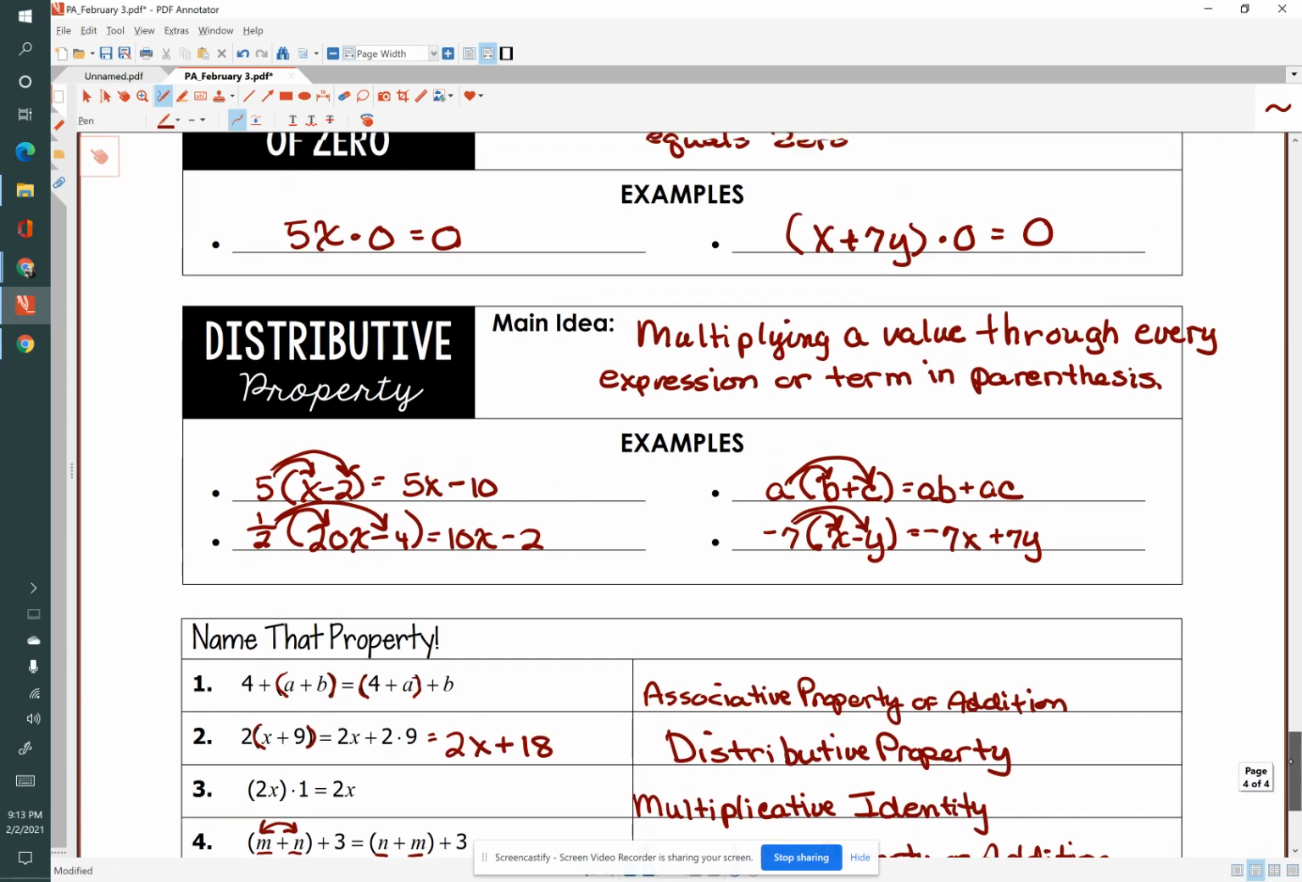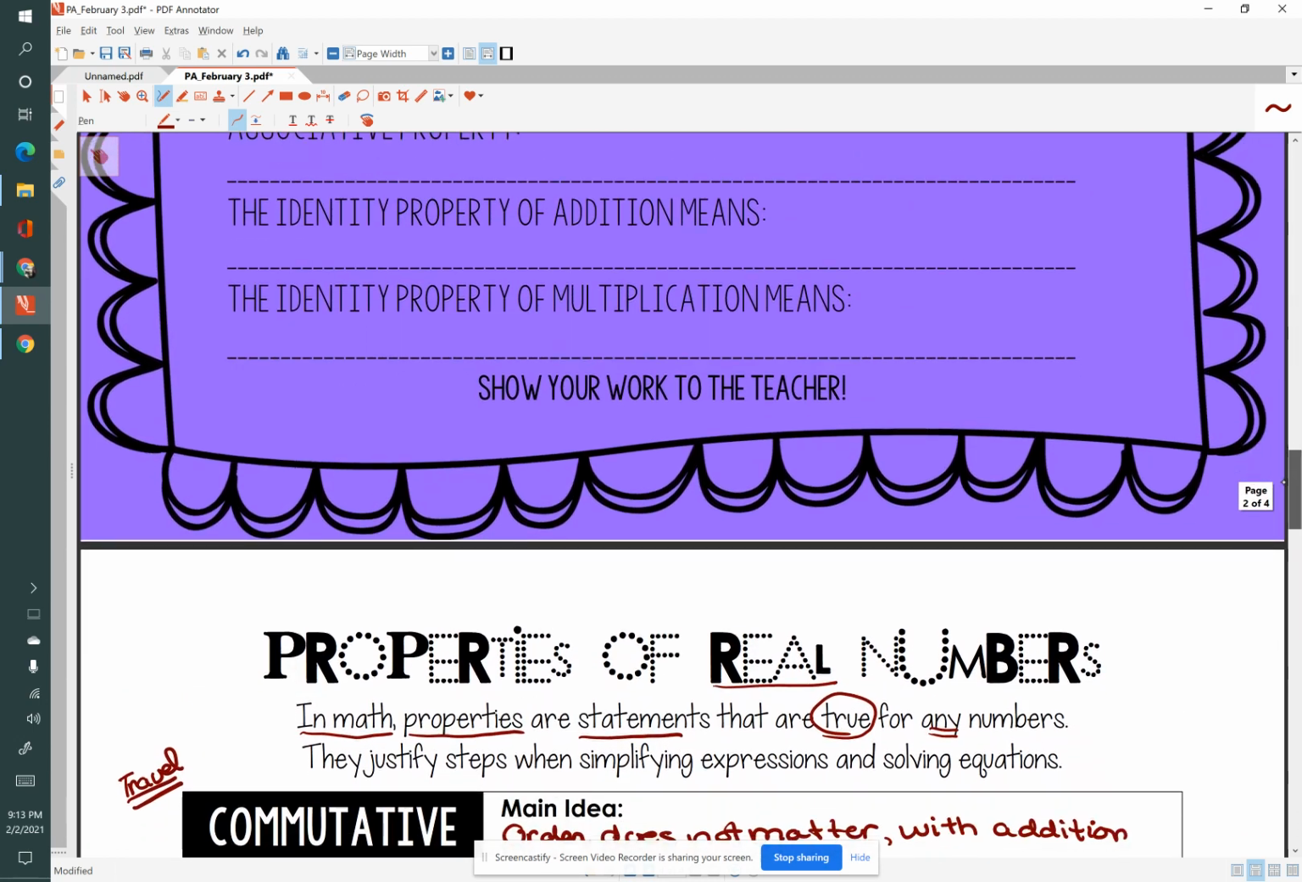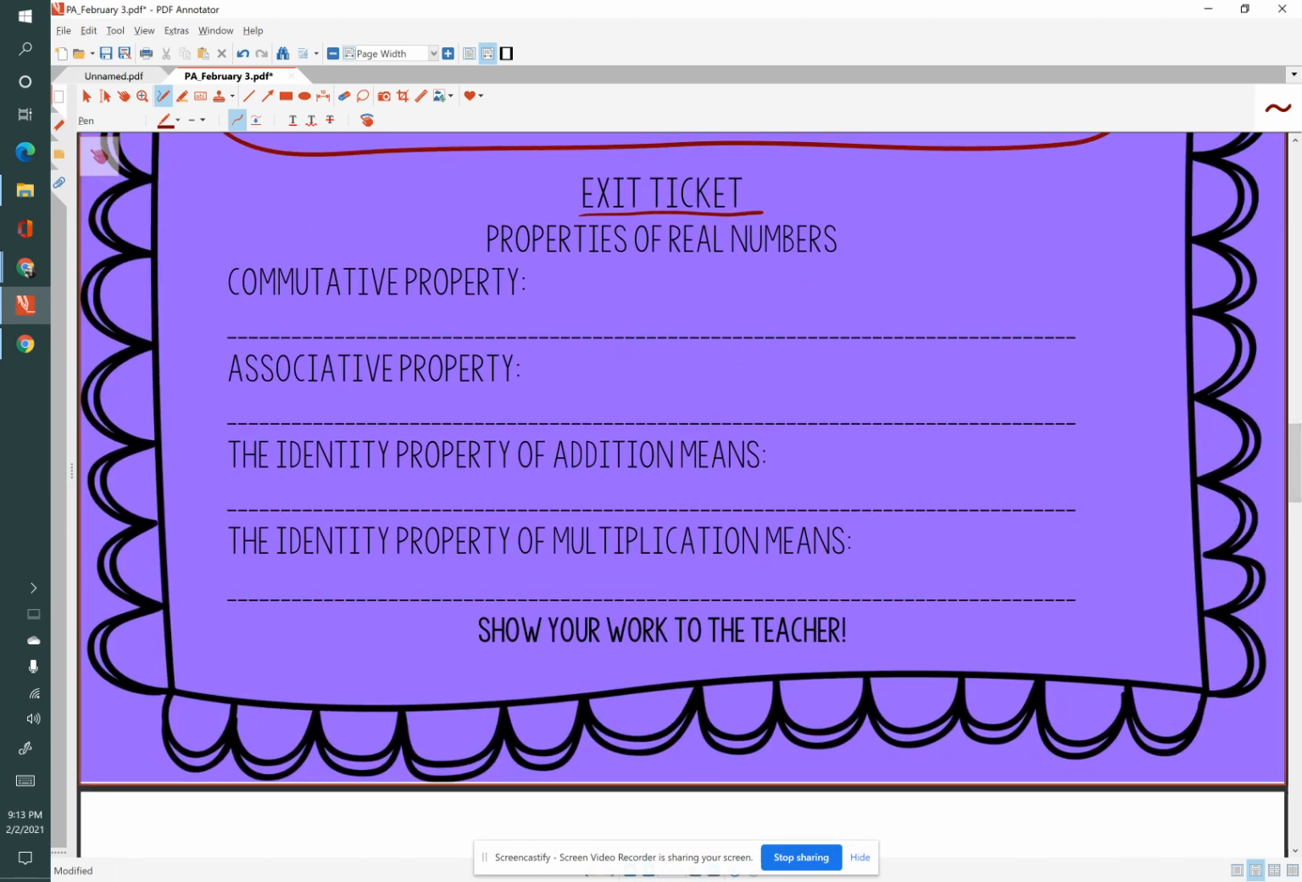So that's your introduction to the real number properties. And let's review them. We can review at least some of them in our exit ticket. So, first of all, the commutative property, order does not matter. So a plus b equals b plus a. 2 plus 5 equals 5 plus 2.